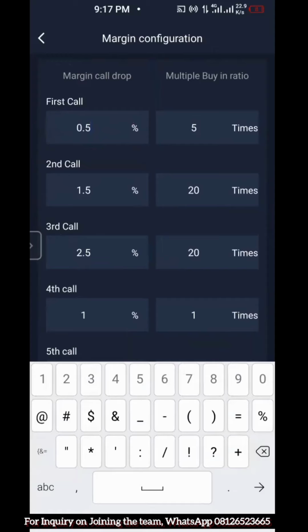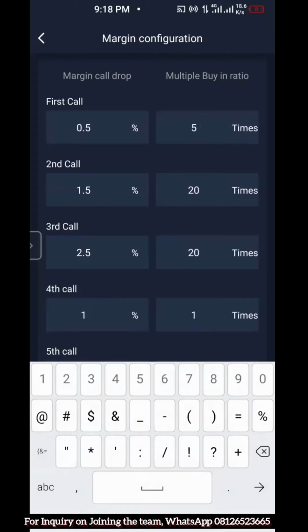So it means that if your coin is 100 Naira now, and it drops by 0.5%, the robot is going to buy you a certain amount. And what is the amount? 5 times your first buying amount. Remember, you can always change this. If you want 10 times, you can write it there. But in this case, I wrote 5 times. So it's going to buy you 5 times 10, which is 50.